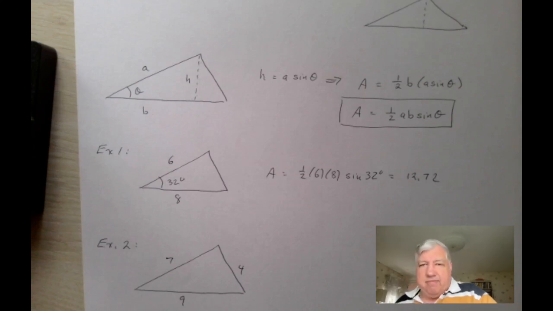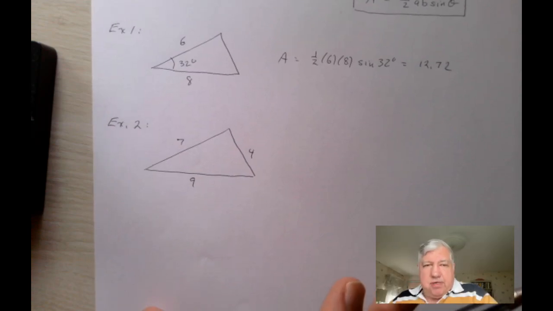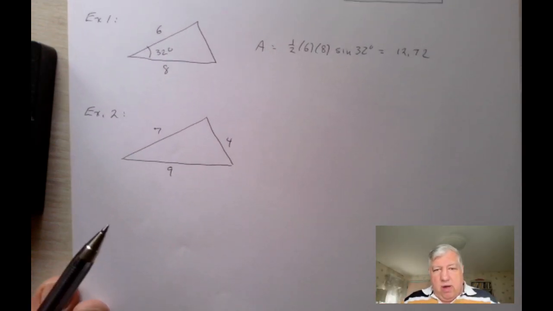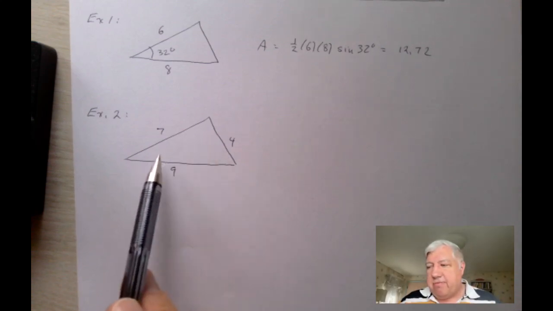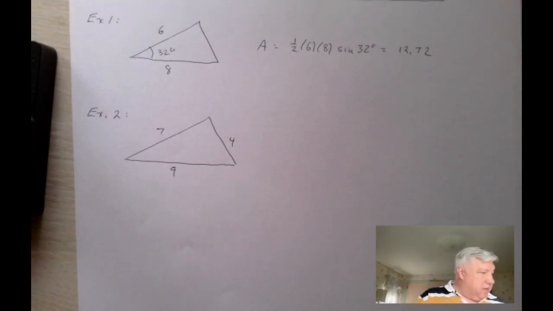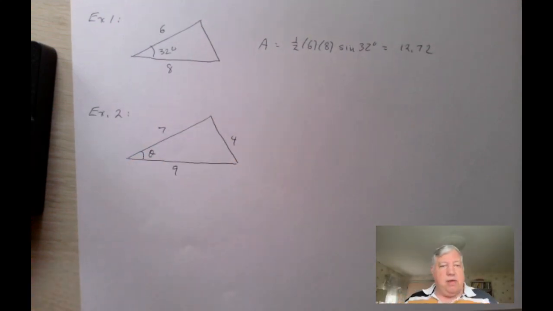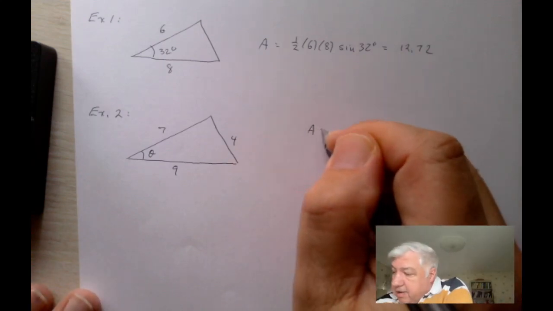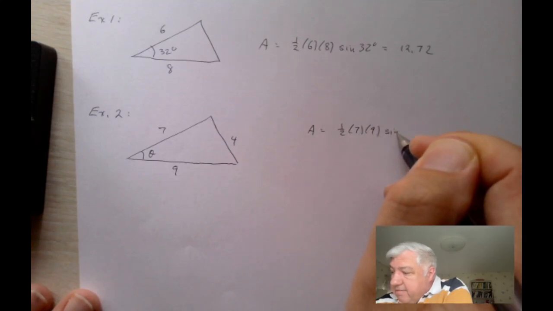Now, what happens if you're not given the angle? This is a case where you have side, angle, side. What happens if you're just given all three sides? Well, this isn't that big a deal because we know from the previous section with the law of cosines that we can find all three angles using the law of cosines. Let's say we wanted to find this angle here, which we call theta. Obviously then the area would be 1/2 times 7 times 9 times the sine of theta.